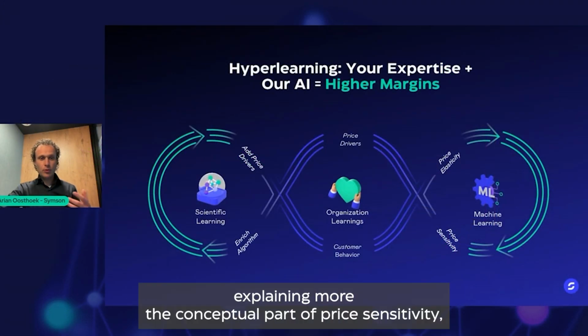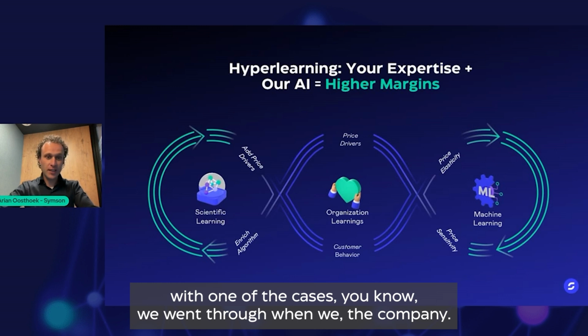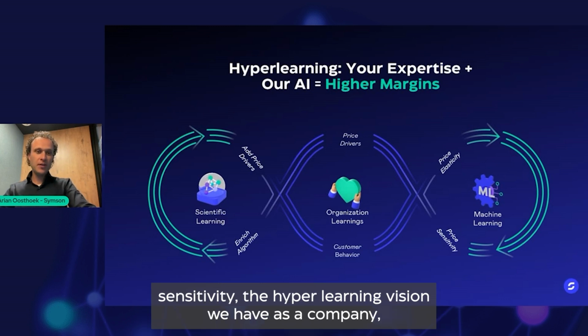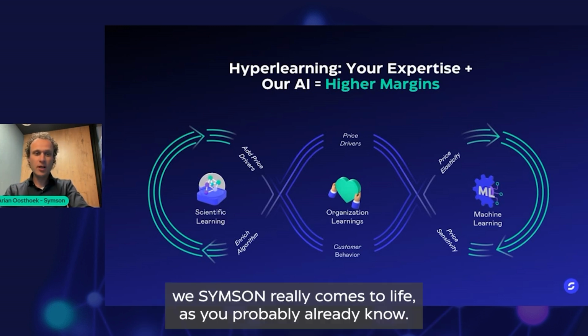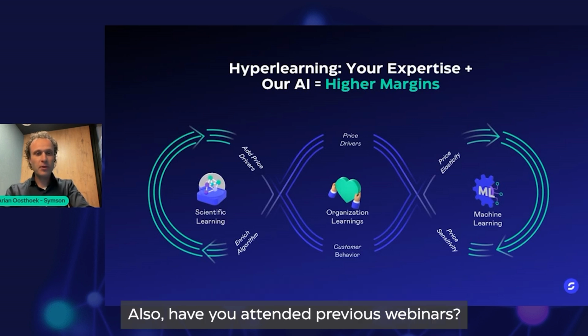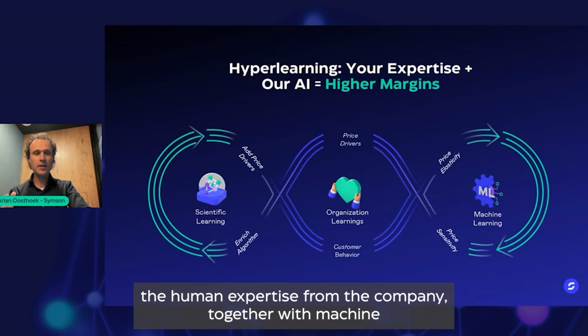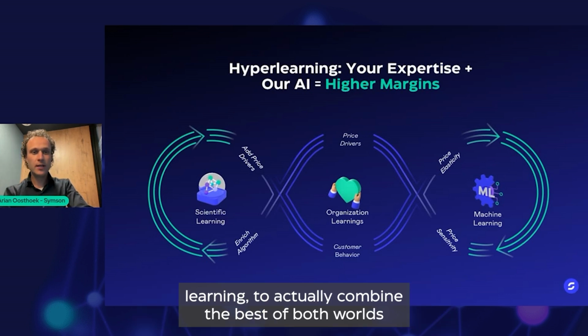Let me start by explaining more of the conceptual part of price sensitivity with one of the cases we went through with a company. So you see here an infinity loop. It's about hyperlearning, and with price sensitivity, the hyperlearning vision we have as a company with Symson really comes to life. As you probably already know, also if you attended previous webinars, we have a vision where we unite the human expertise from the company together with machine learning to actually combine the best of both worlds.